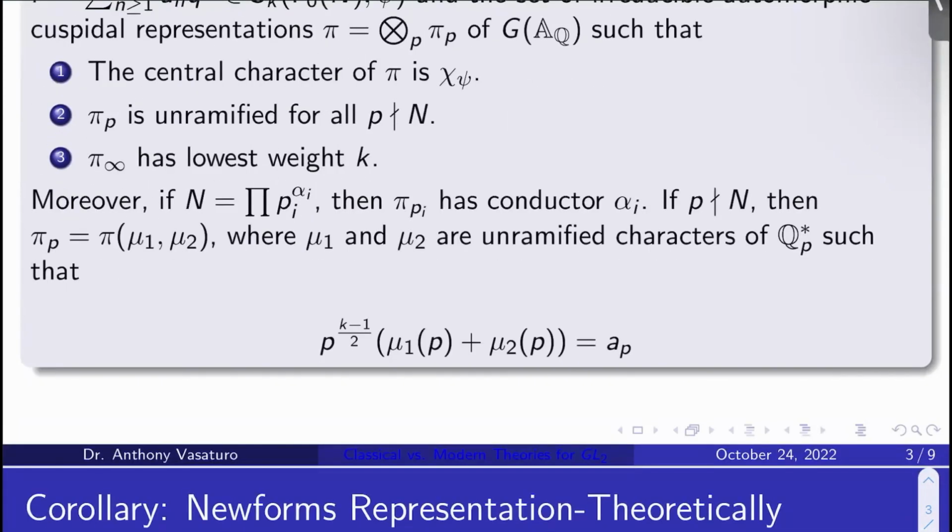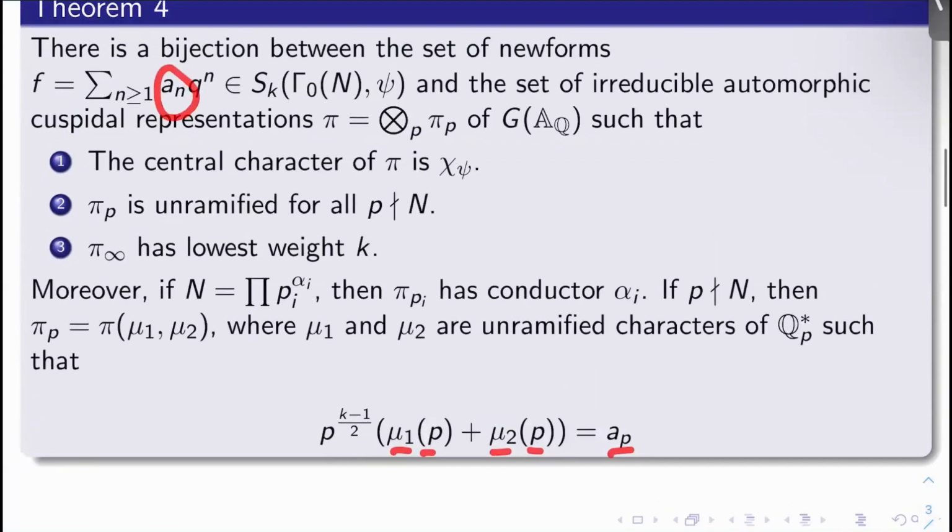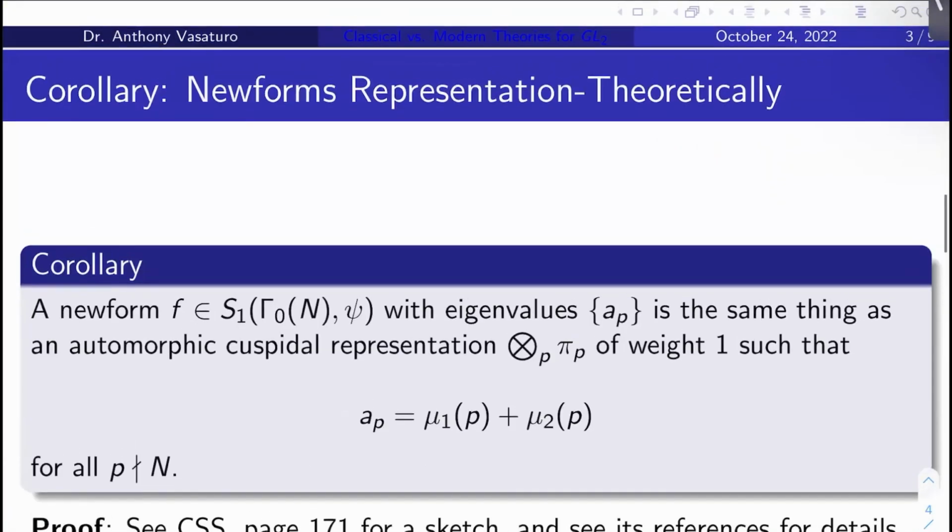Moreover, if we take N and factorize it into primes p_i with exponents α_i, then π_{p_i}, the p_i local component of π, actually has conductor given by this exponent, as it should. If p doesn't divide N, then π_p is π induced by the characters μ1, μ2, where μ1 and μ2 are unramified characters of Q_p^*, such that p^{(k-1)/2} times (μ1(p) + μ2(p)) is actually a_p, where a_p is the pth Fourier coefficient of f.